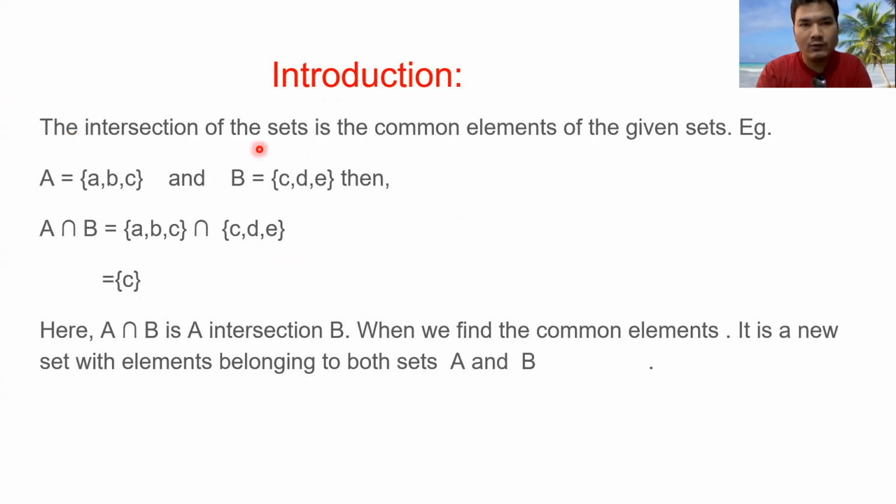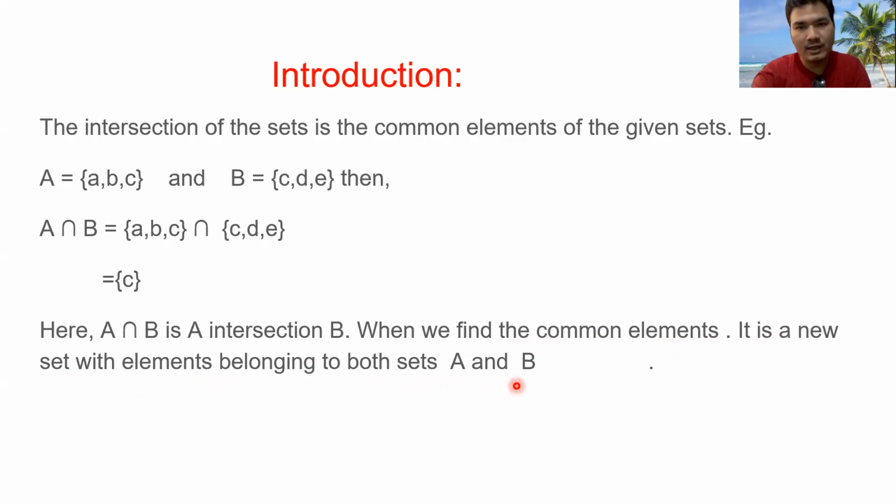The intersection of sets is the common elements of the given sets. Example: set A is A, B, C, and set B is C, D, E. Then A intersection B, first of all, A, B, C, and intersection C, D, E. What is common in these two sets? There is C only. A intersection B is a new set with elements belonging to both sets A and B.